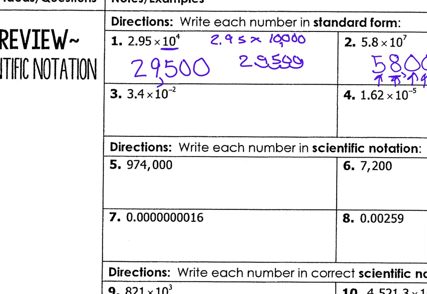Who would like to do number 3? Now we're going the other direction. Andy, what did you get? 0.034. Awesome. How do we read that number? Tenths, hundredths, thousandths. So it's 34 thousandths.